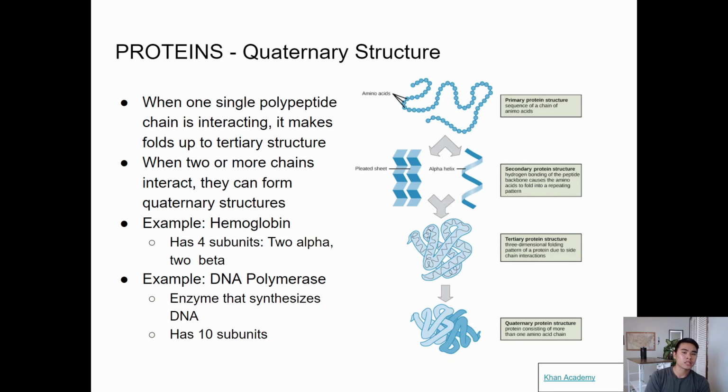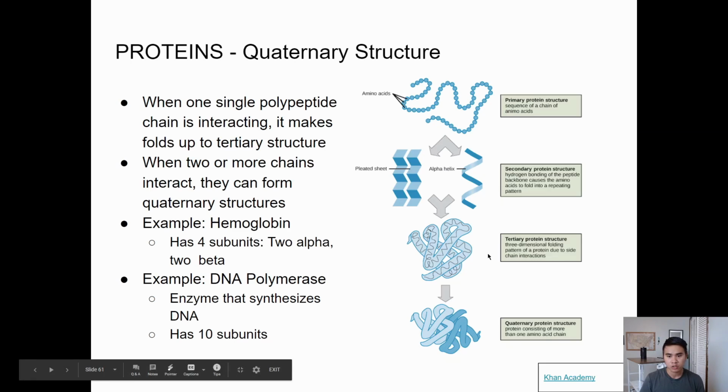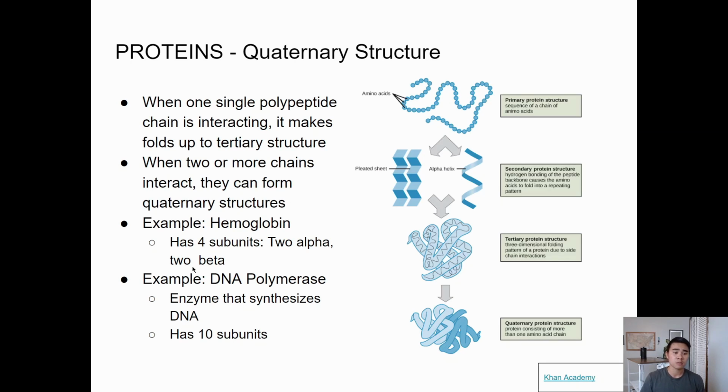Here's the final one, quaternary structure. So the quaternary structure is essentially when now you don't just have one single polypeptide, now you have another one. So you have at least two chains that are interacting with each other, and they can form really complex structures. So we'll be looking at this picture more deeply. But an example of it is hemoglobin. It holds iron, has 4 subunits, 2 alpha and 2 beta chains interacting with each other.